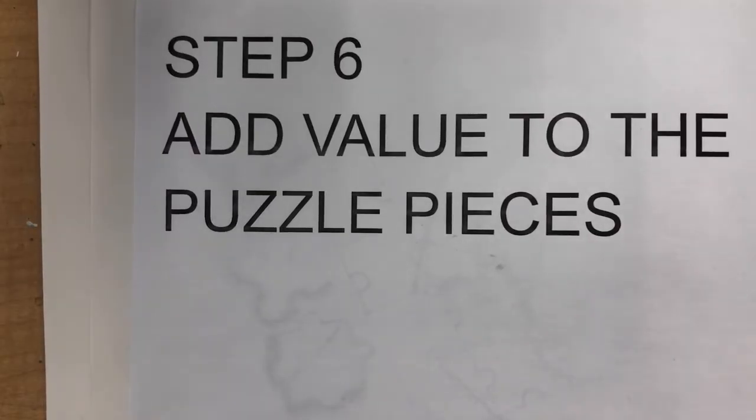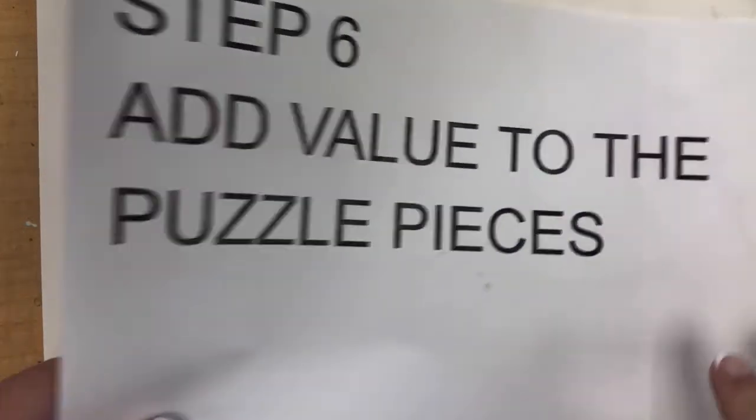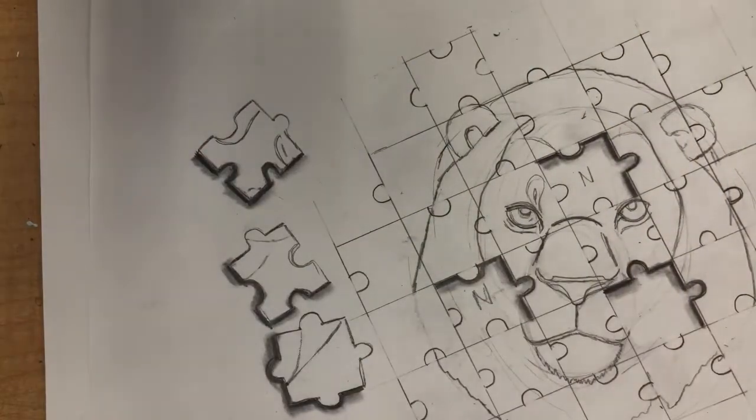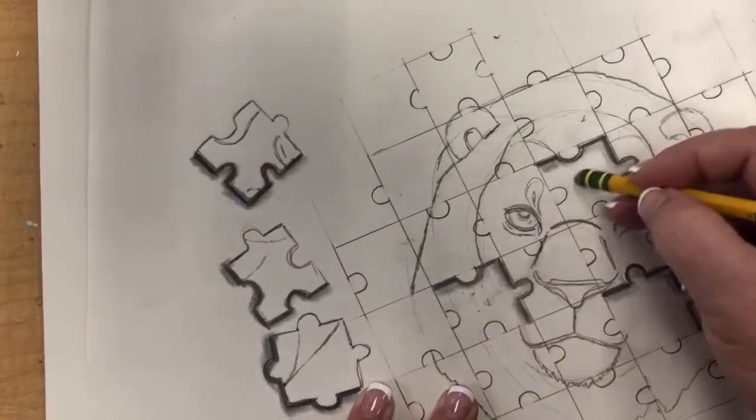Okay, so the next step, after you've done your contour line of your subject matter, you made the grid over it. You turn those grids into puzzle pieces. You moved one or more of the puzzle pieces. The next step is just to shade in your subject matter, just like you would if it wasn't on a puzzle.